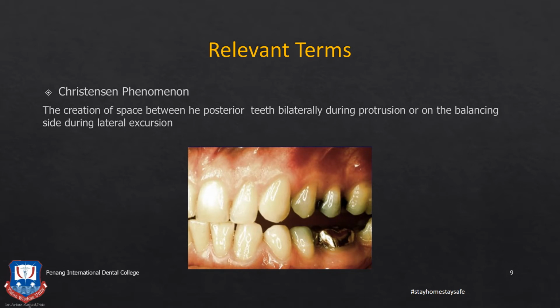Now, other terms like Christensen's phenomenon. What is Christensen's phenomenon? It is the creation of space between the posterior teeth bilaterally during protrusion or during laterotrusive excursions. That is, the anterior teeth will prevent the contact of the posterior teeth during protrusion, and the canine will prevent the contact of the posterior teeth during the lateral excursion. This is so that the anterior teeth protect the posterior teeth during excursive movements, and during centric relationship or maximum intercuspation, the posterior teeth protect the anterior teeth from coming into contact. As I mentioned again, this is only seen in the natural dentition.